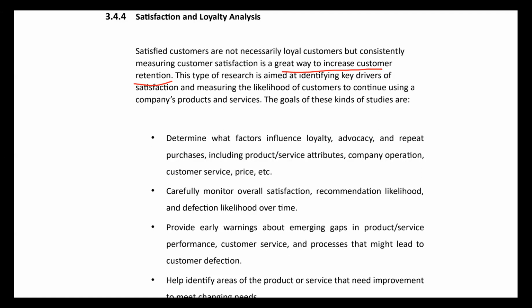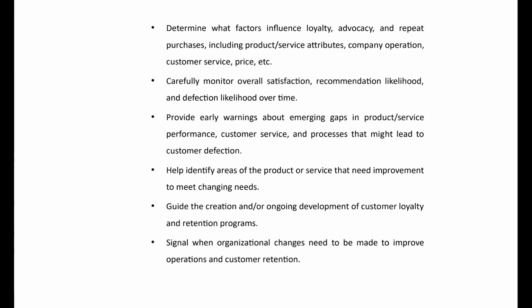These studies also have a goal to provide early warnings about emerging gaps in product or service performance, customer service, and processes that might lead to customer defections. Those are some of the main goals: to provide early warnings about the emerging gaps in the product or service performance, in the customer service, the gaps in the processes that might lead to customer defection. Those things have to be identified, and then the warnings have to be given.